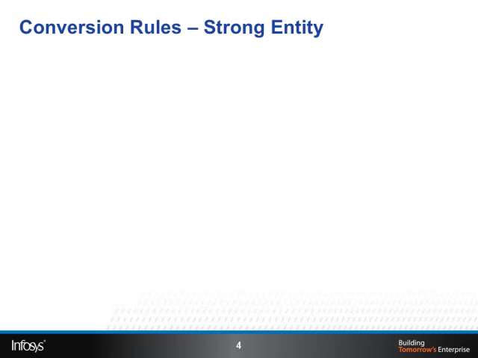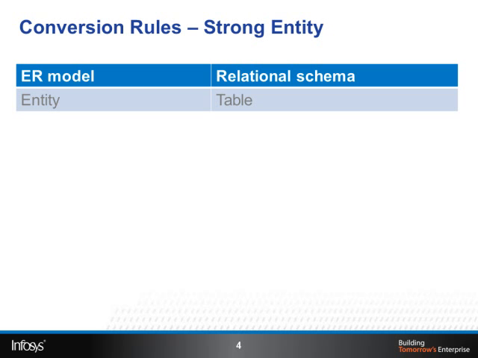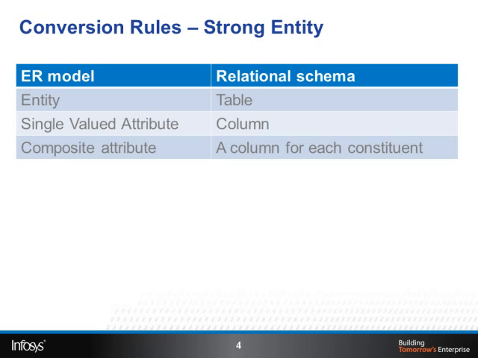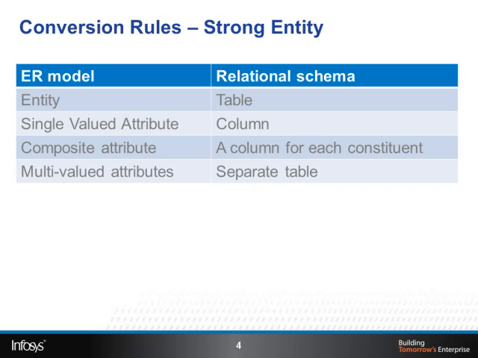Let us begin with the conversion of strong or regular entity. The conversions of regular entities require that each regular entity in the ER model be converted to a table in the relational model. As for its attributes, all single-valued attributes are simply converted to columns. All composite attributes, however, are broken down to their constituent single-valued attributes and then converted. And all multi-valued attributes are stored in a separate table using the primary key reference.